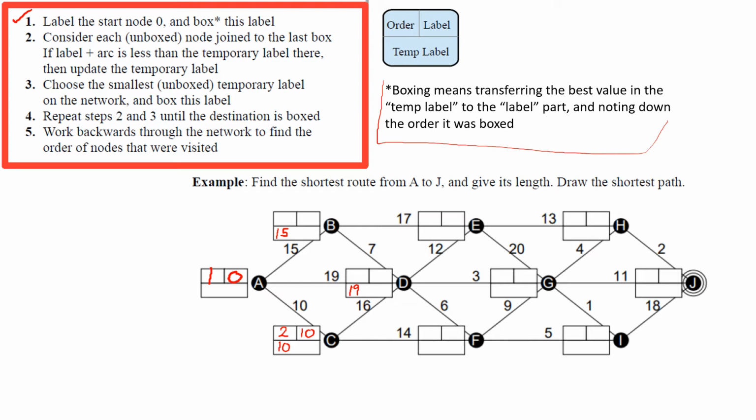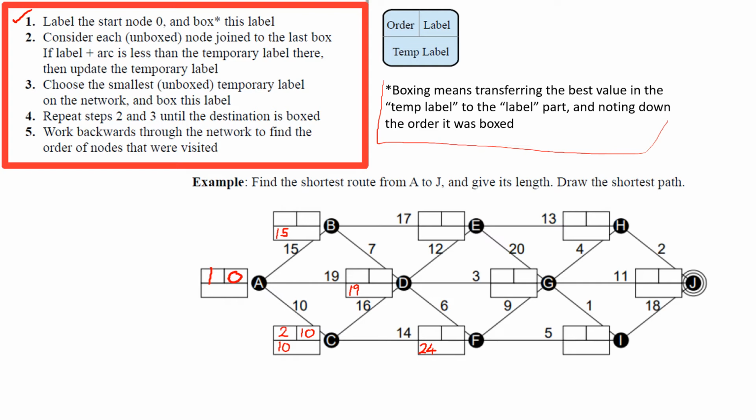We're going to consider if label plus arc is less than the temporary label that's already there. When we're considering D, we're taking the 10 from C and the 16 from the arc and saying, is 10 plus 16 less than 19? It's not, so we won't write it in. If it was, we would write it in. So we're not updating the temporary label for D. For F, 10 plus 14 gives us 24. There's nothing there, so we're going to write that in. So that's our step 2 done again, and we'll consider step 3 again.